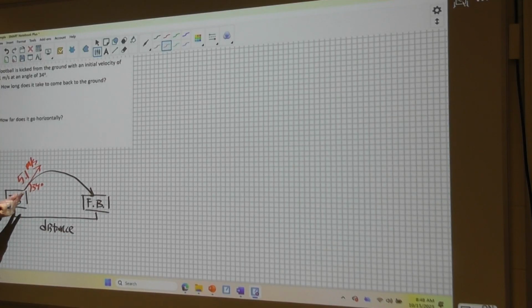ground. This isn't an accurate drawing, by the way. This looks like it's closer to 45 degrees, but that's okay. We're not going to try to get everything to scale necessarily. And you'll see that the way this arrow points, it points above where the ball actually goes.